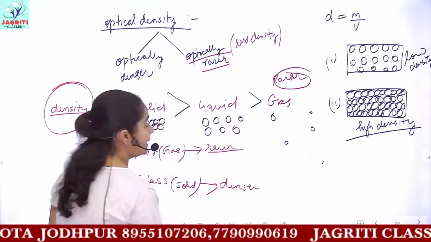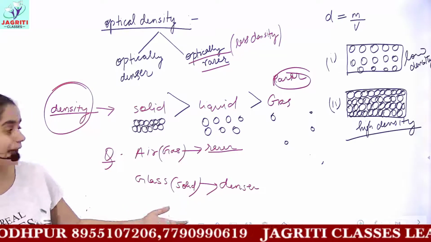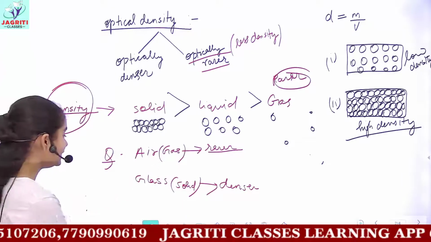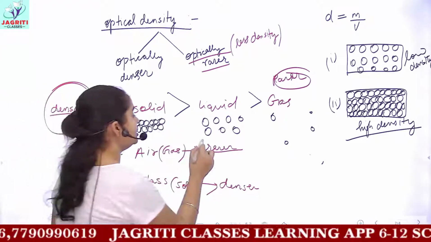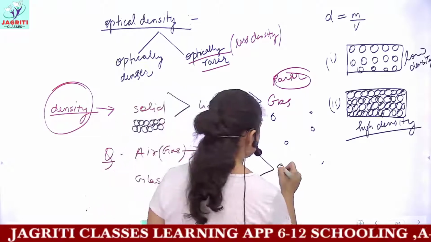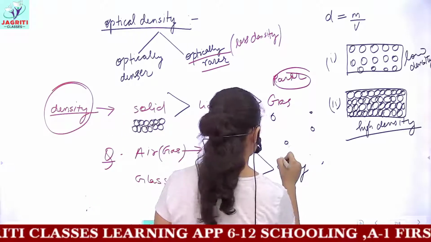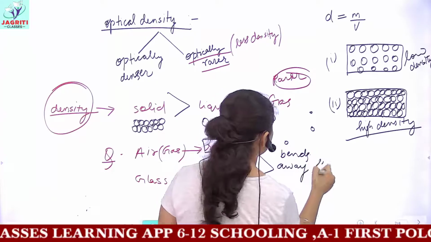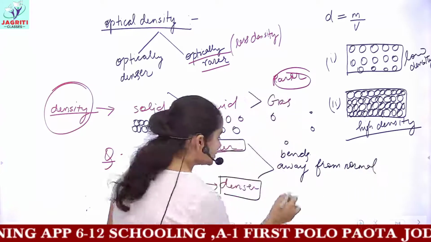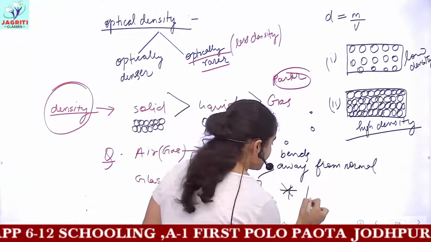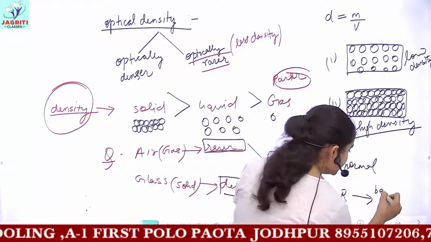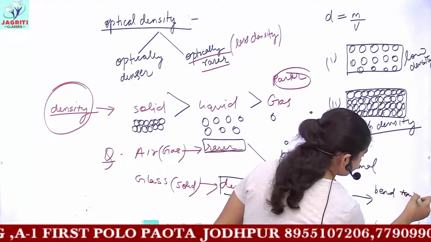So here in the example of refraction which we have, the light ray is traveling from rarer to denser. Whenever the light ray travels from a rarer medium to the denser medium, then remember the light ray bends away from the normal. And the next rule is, when the light ray travels from denser to rarer medium, then the light ray will bend towards the normal.